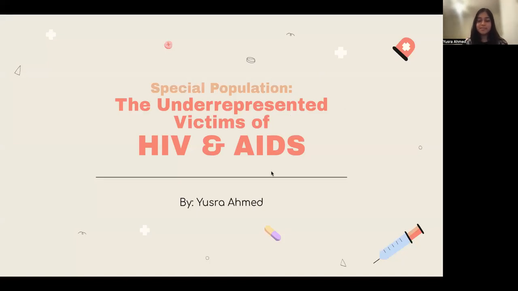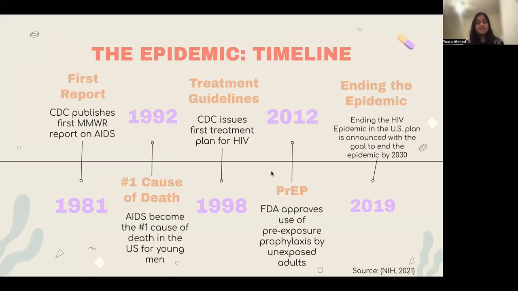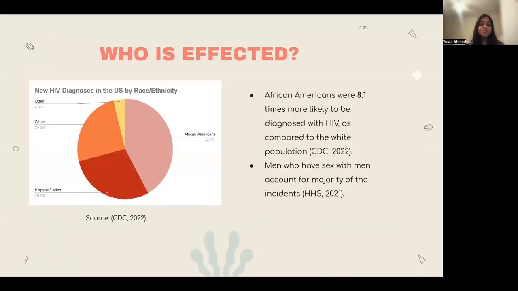and ethnic minority populations. Here is a brief timeline of the epidemic in the US, with 1981 being the first report by the CDC. So who's affected? The current challenge facing racial and ethnic minority populations is that they are disproportionately at risk for contracting HIV compared to their white counterparts. Specifically, Black people account for 42% of all new HIV diagnoses in the US in 2019, despite only accounting for 13% of the population.